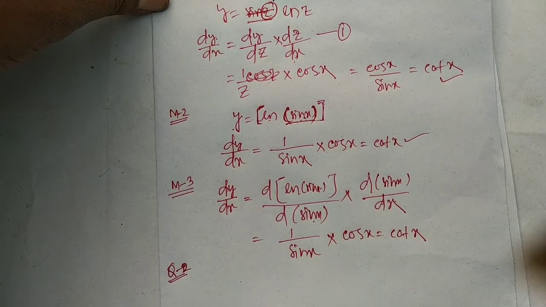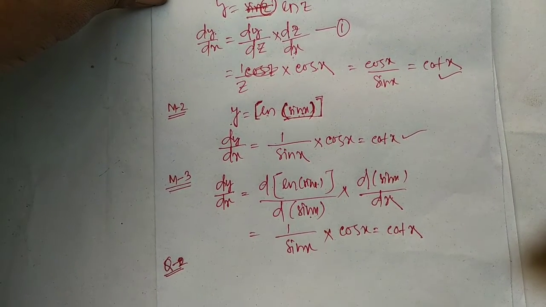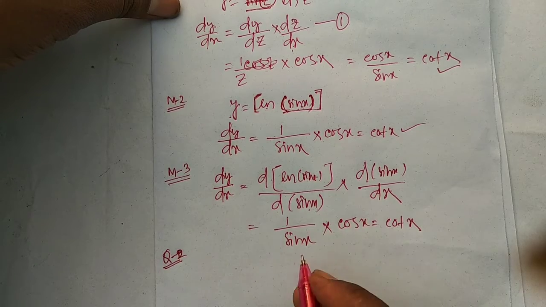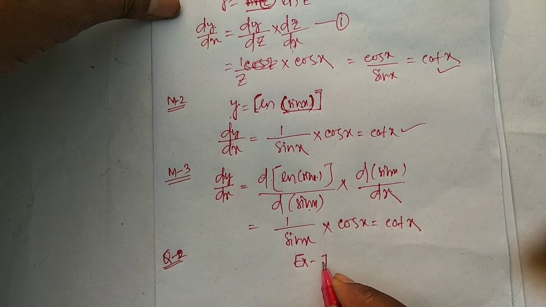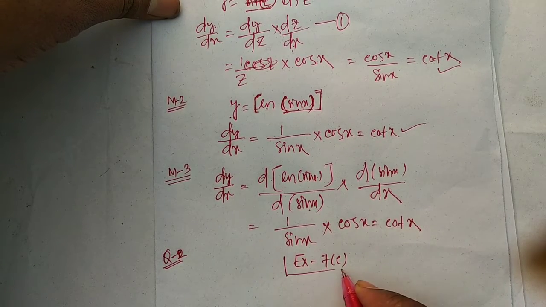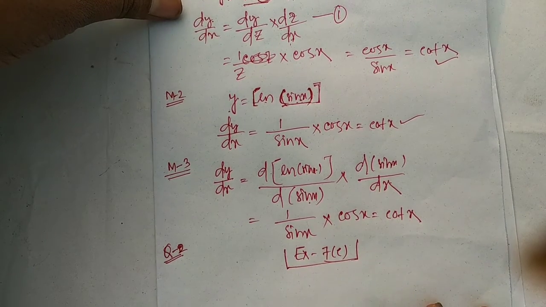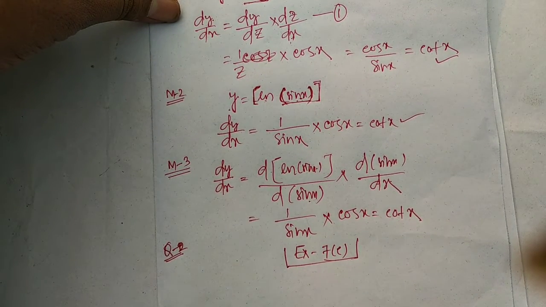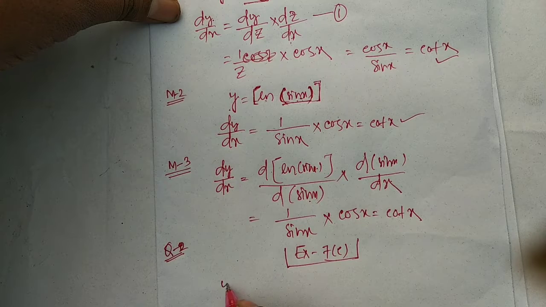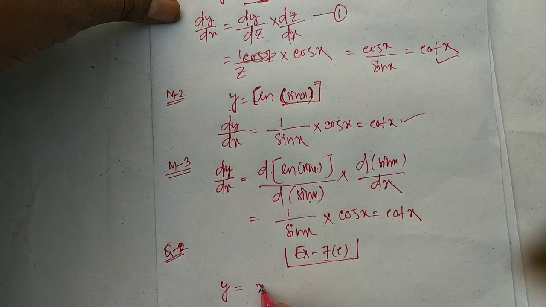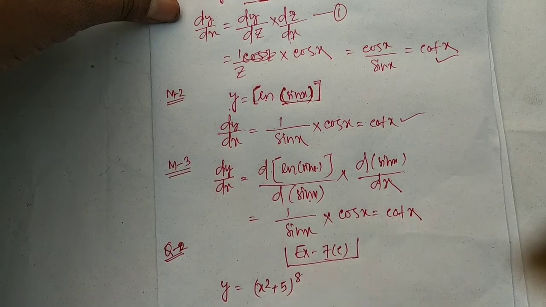Let's solve a few more problems based on the chain rule. I am taking a few problems from exercise 7C. Everyone observe. Let's say we have the function (x square plus 5) to the power 8.